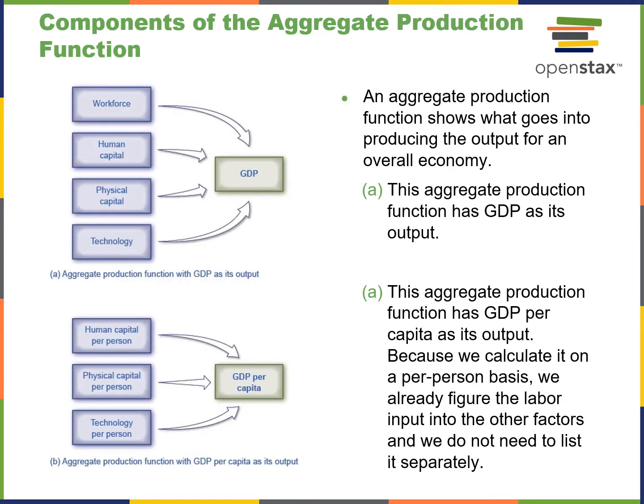Here is a pictorial of the components of the aggregate production function, or we'll just go ahead and say APF. So you have the workforce, human capital, all this going into the GDP, and then the human capital per person, physical per person, technology per person is a per capita idea. So they're two different things. They're looking at aggregate production as a whole, as a nation, and then they look at the GDP, the aggregation per person, the output per person. And these are the comparatives used to see how, let's say, one country's doing as compared to another.